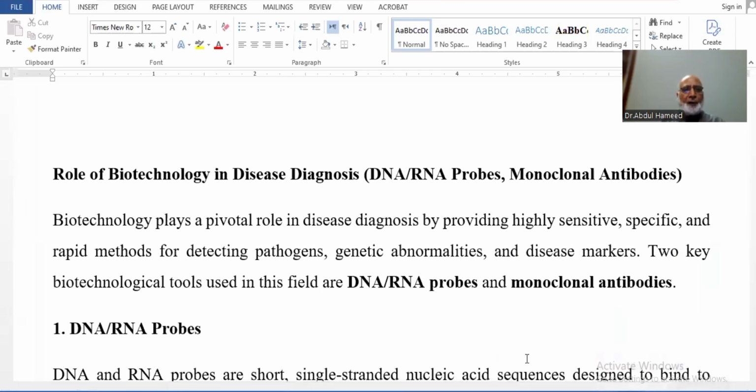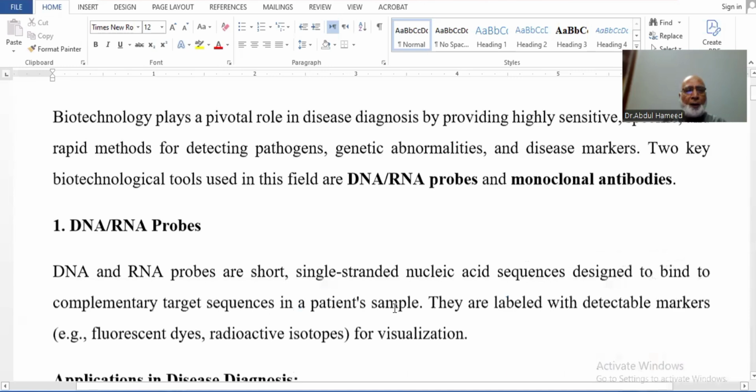As we know, biotechnology plays a vital, pivotal role in disease diagnosis by providing highly sensitive, specific and rapid methods for detecting pathogens, genetic abnormalities and disease markers which may be present in a healthy person, and for the detection in future onset of the disease. So two key biotechnological tools are under discussion: DNA, RNA probes and monoclonal antibodies.